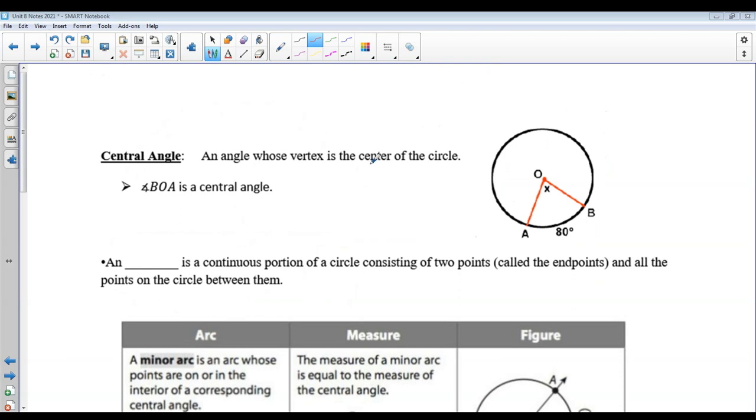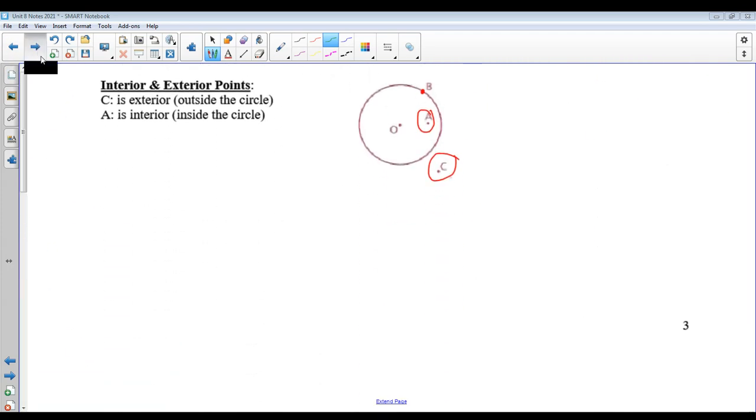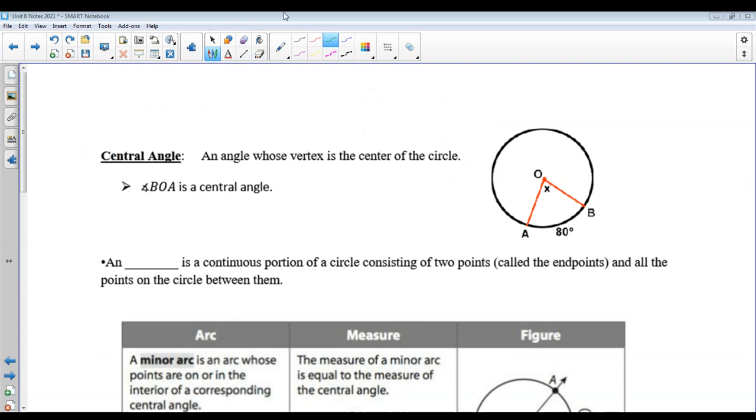A central angle, this is what we're going to be really examining closely next class. A central angle is an angle whose vertex is on the center of the circle. And actually, I just remembered this is on the previous page, at the bottom here. So you didn't need to flip, I did, but whatever, same thing. An angle whose vertex, there's the vertex right here, is exactly on the center of the circle.